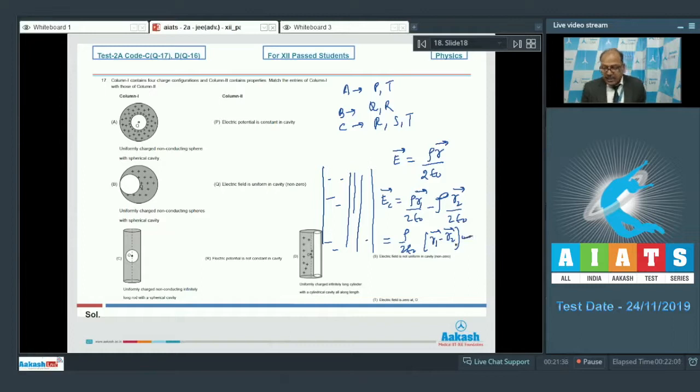R1 vector minus R2 vector is a constant vector whose magnitude is equal to the distance between the axis of the cylinder, the solid part, and the axis of the cavity. So that means the electric field inside this cavity is uniform, and so the potential will not be constant, the electric field is uniform, and so D matches with Q and R. So that completes question 17.